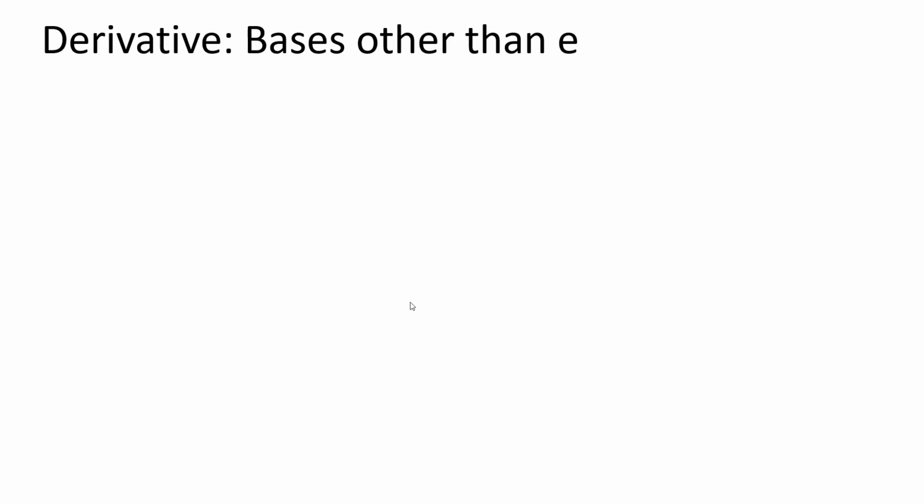Today's topic is called derivative bases other than e. Let's start with what type of function has a base. There are two functions that contain a base. One being the exponential function, the second one being the logarithmic function.